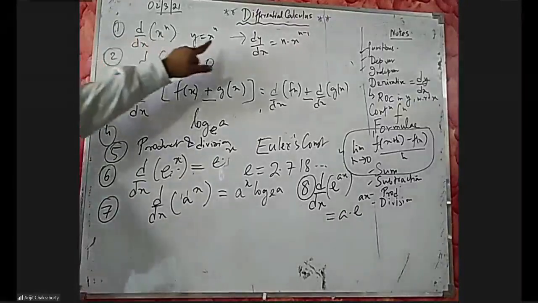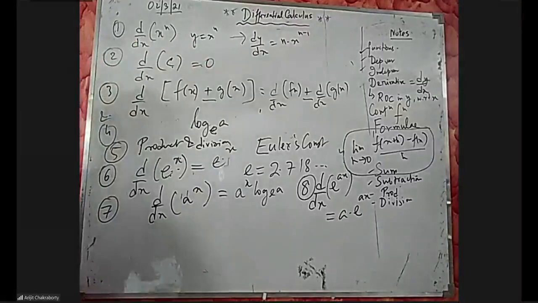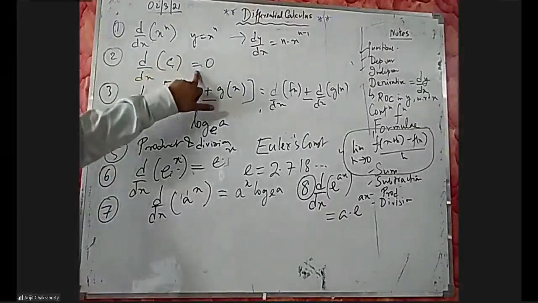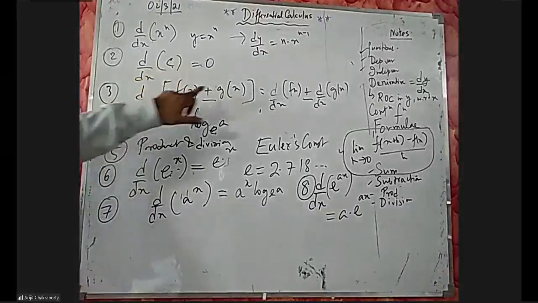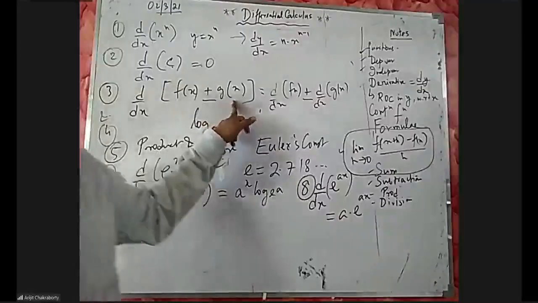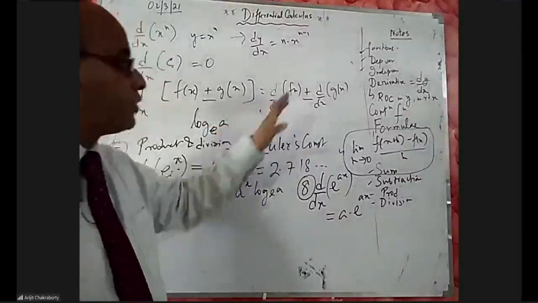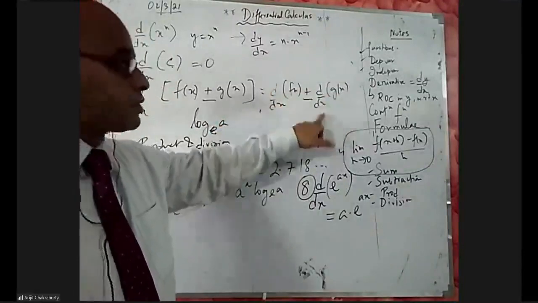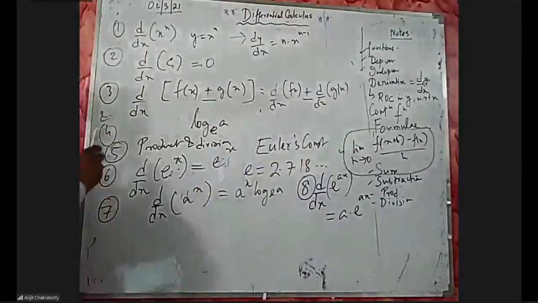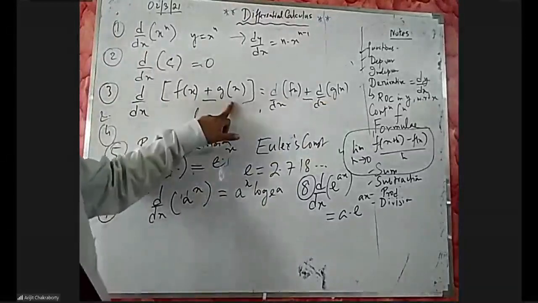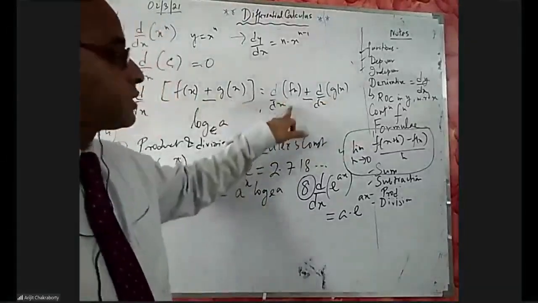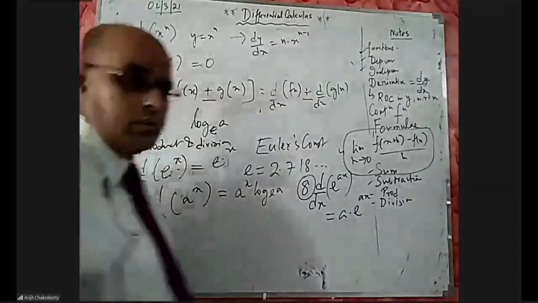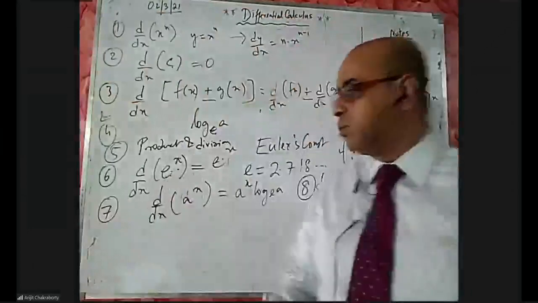X to the power n, this gives us n into x to the power n minus 1. The differential coefficient of a constant is always 0. d/dx of two functions f(x) plus g(x) is basically the sum of their individual differential coefficients. So d/dx of f(x) plus d/dx of g(x). Similarly, formula number 4 will be f(x) minus g(x). So there also we will do d/dx of f(x) minus d/dx of g(x). Then we have the product rule and the division rule.